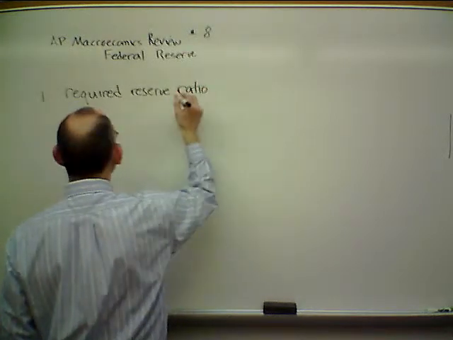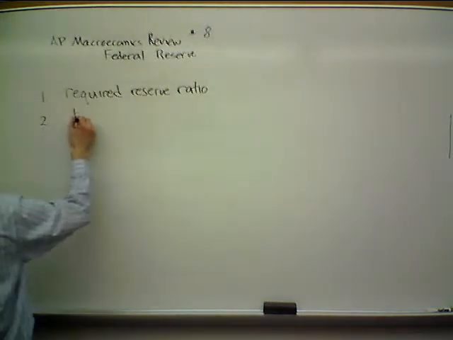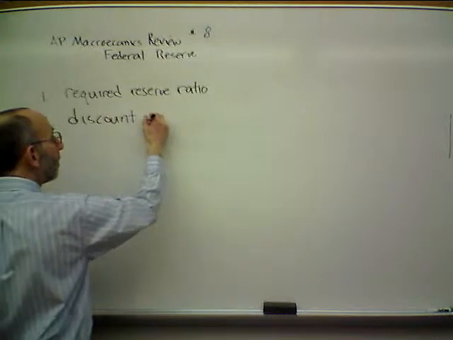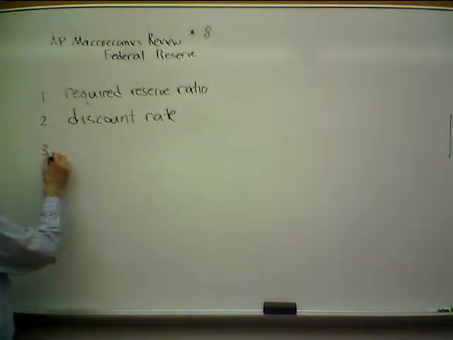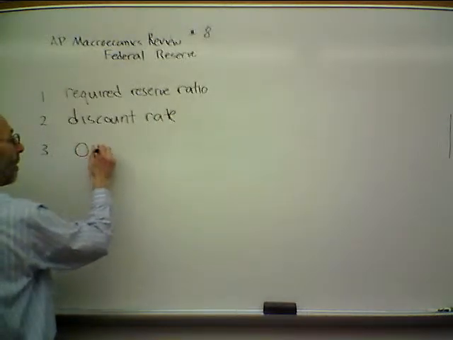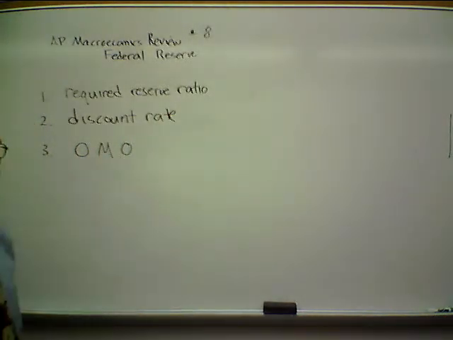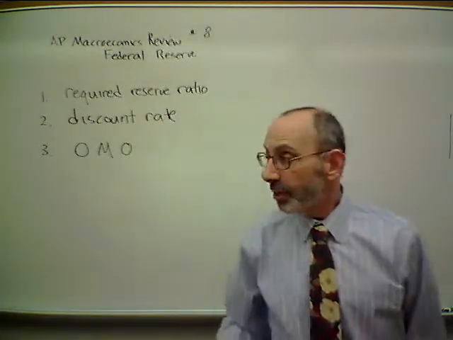It controls this, it can do things about it, or to it. It has the discount rate. And the third, it has something called open market operations. I expect you to know what that means. I'm not going to write it out right now. So it has these 3 tools.